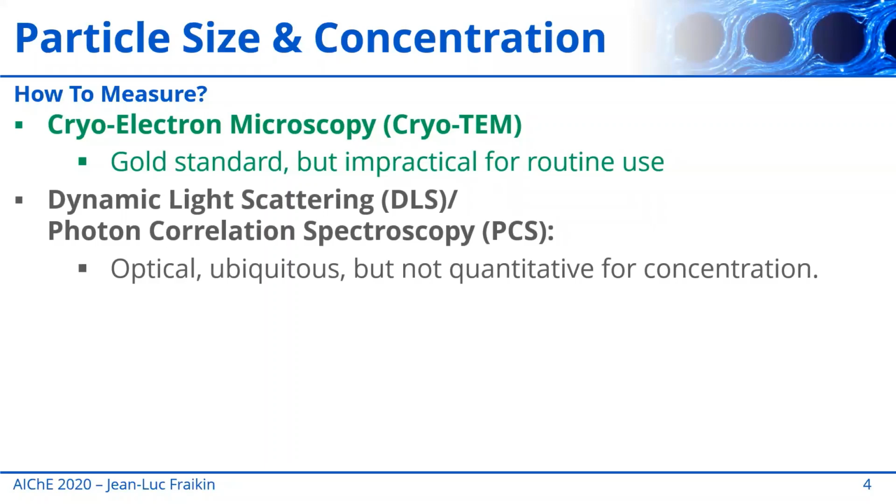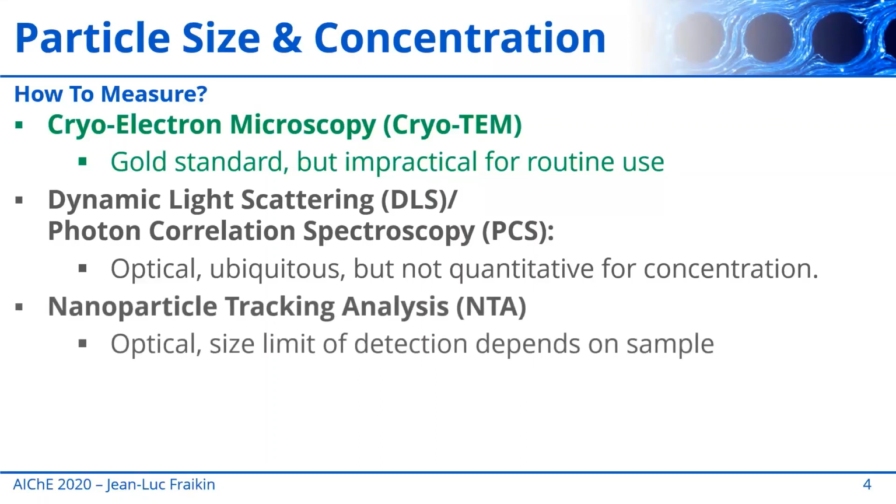Way more commonly used is dynamic light scattering, DLS, or photon correlation spectroscopy, PCS. This is everywhere, essentially, in pharma labs. This is an optical technique, so it uses light scattering to measure the properties of the particles in the sample. But it's an ensemble averaging technique, so it has a lot of issues with polydispersed samples, and it's also not quantitative at all for concentration.